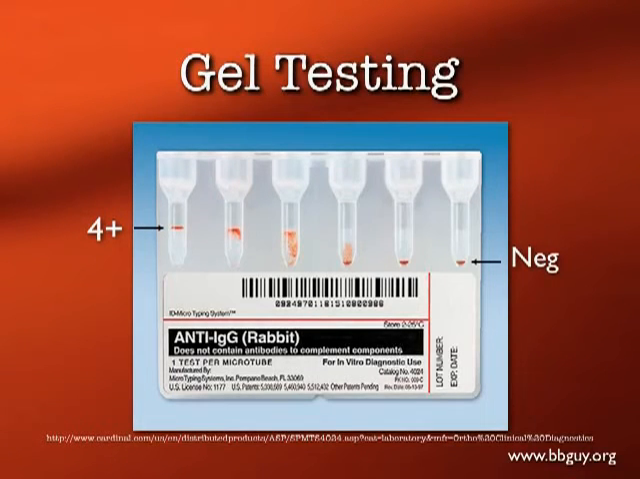You notice on the left the 4+ positive, where the red cells are stopped right at the top of the tube, and different variations or different levels of passage through the microtube on the way down to a complete negative on the far right. I hope that makes sense. Gel testing is being used very commonly in the United States, and it's more sensitive than LIS testing in general, and about the same sensitivity as PEG testing. A little disagreement on that in different circles, but that's how I generally consider it.